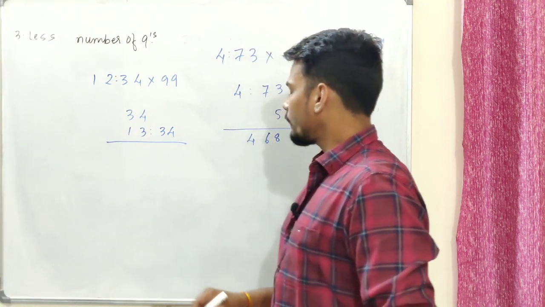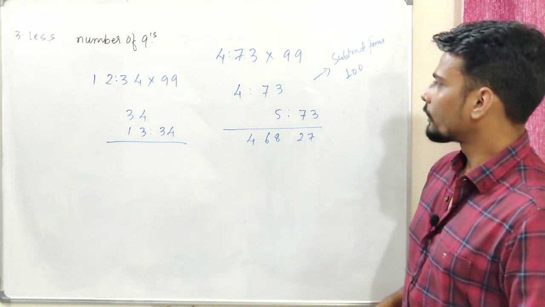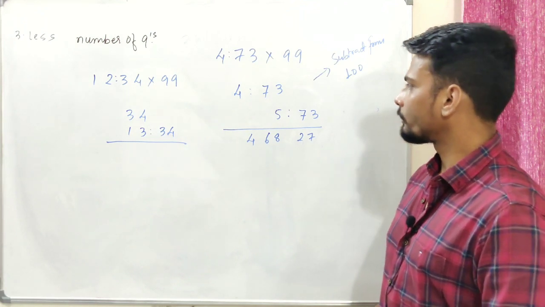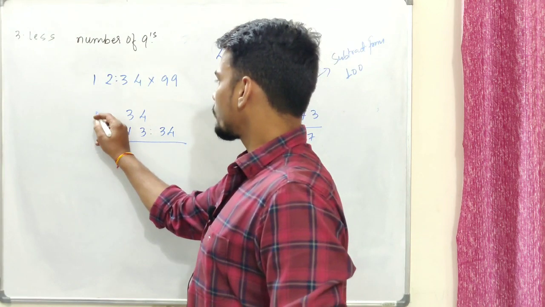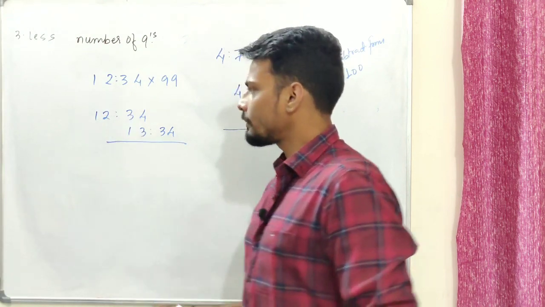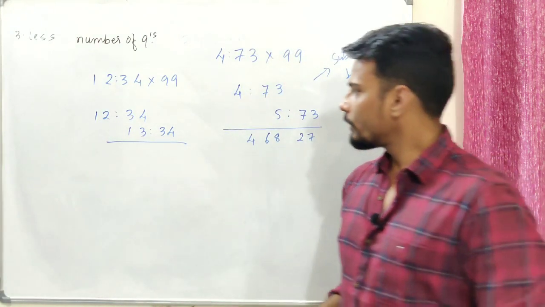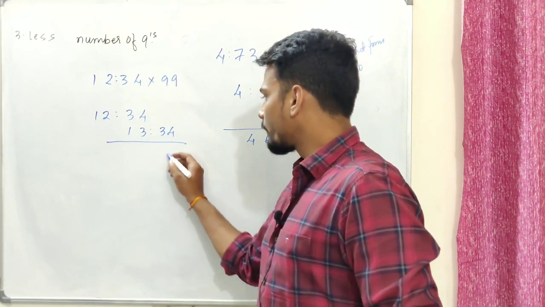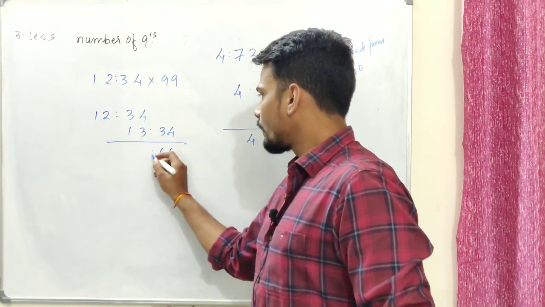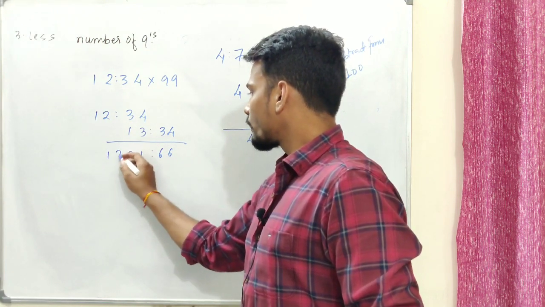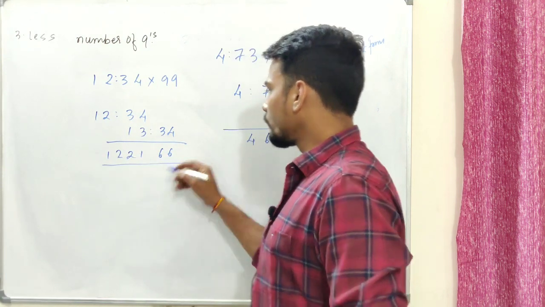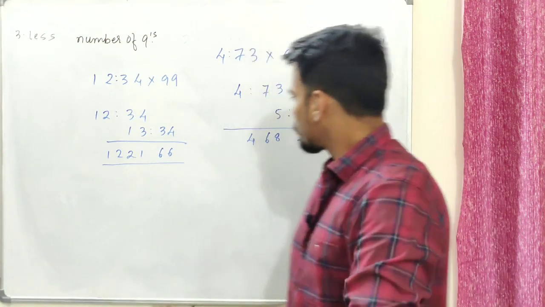Now let me do that. I'll be writing this as it is. So 100 minus 34 will be how much? 66. This is going to be 2, 1, and this is going to be 2 itself, so the answer is going to be 12216. Okay, done. Let's do one more.